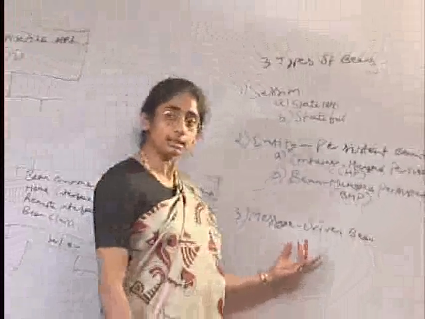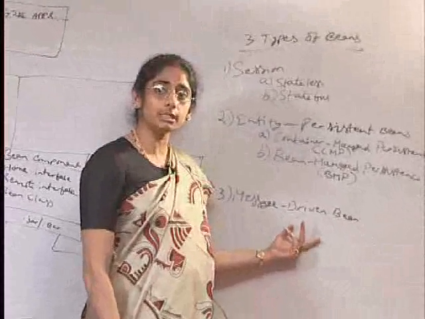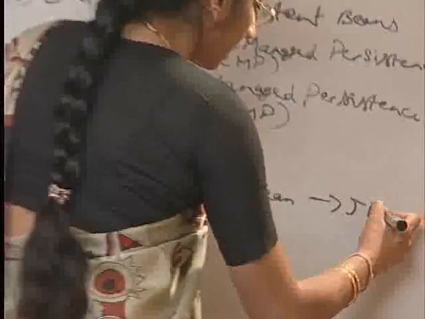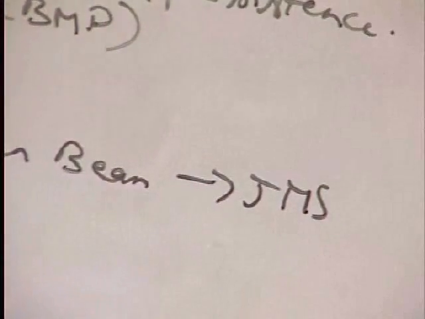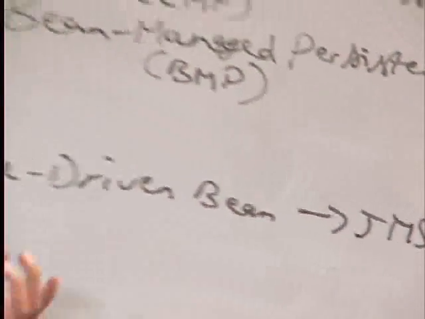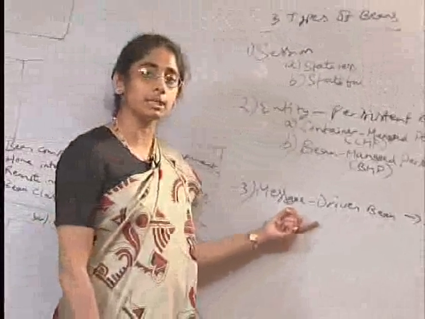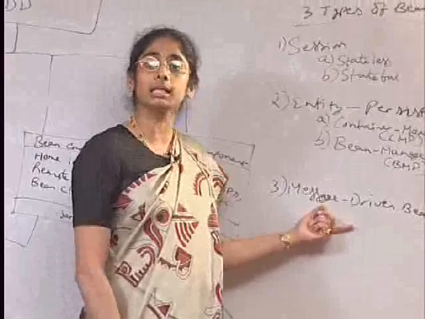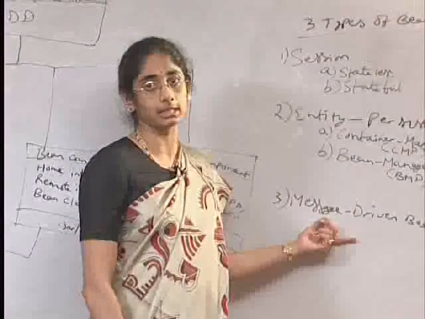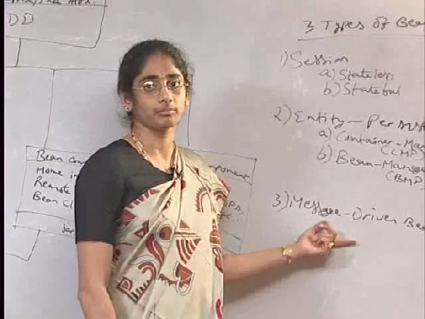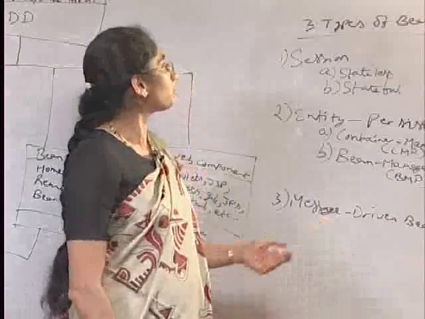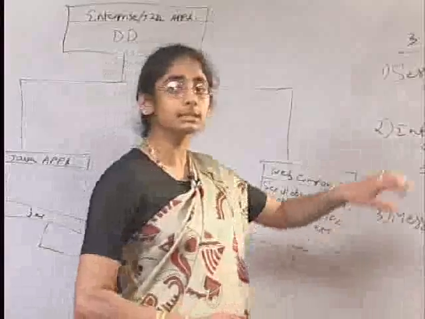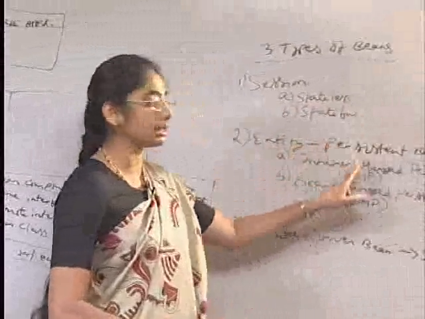Message driven beans are the JMS concept. This was introduced in EJB 2.0. It's a JMS concept in enterprise beans, where a message driven bean is generally written to receive asynchronous messages. So, these are the 3 types of beans that are available. Now, let us take a more in-depth look at each one of these.